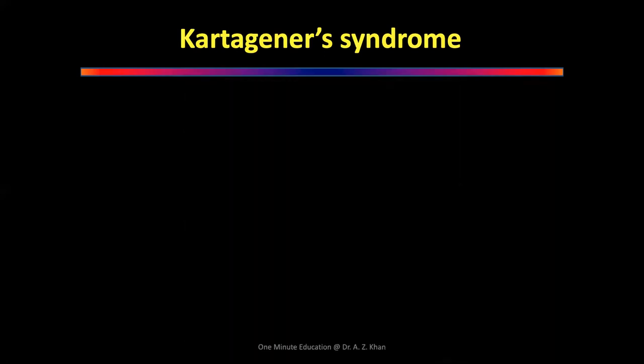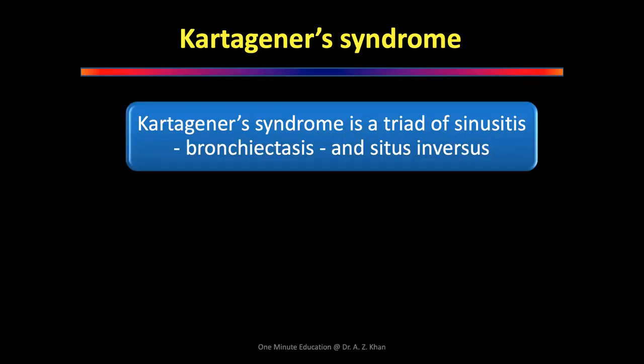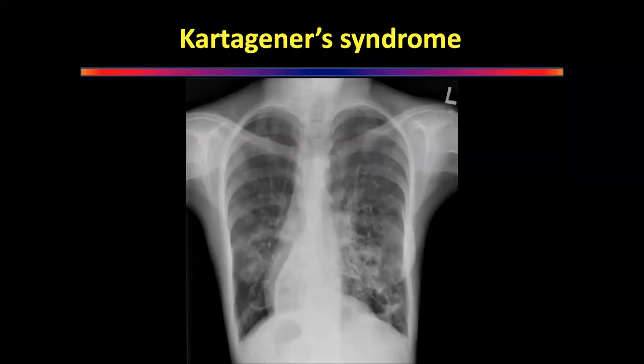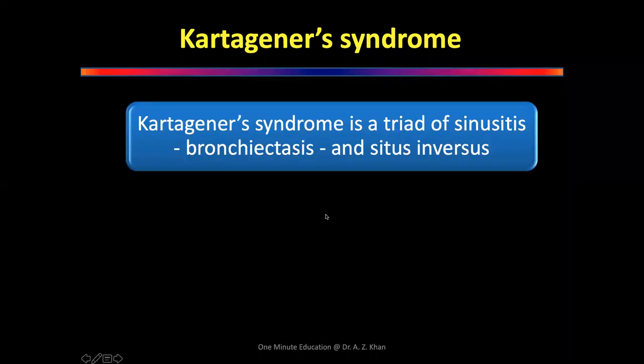So this one is for Nikhil. Kartagener syndrome is a triad of sinusitis, bronchiectasis, and situs inversus. What you have to notice there is situs inversus. Can you see that the heart is facing the other side? How many people notice that? The heart is facing the other side. There is severe bronchiectasis in the patient. Okay, that's classical. So situs inversus is very important in Kartagener syndrome.